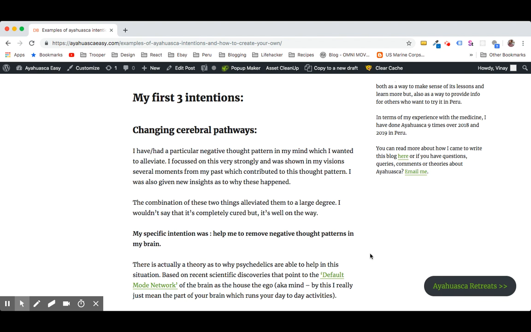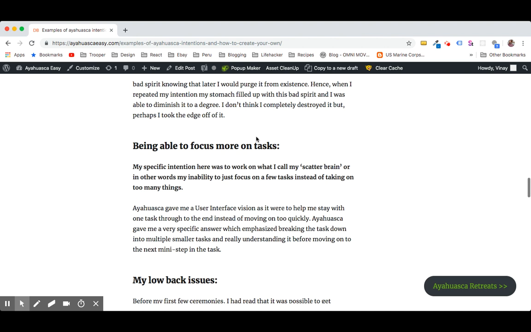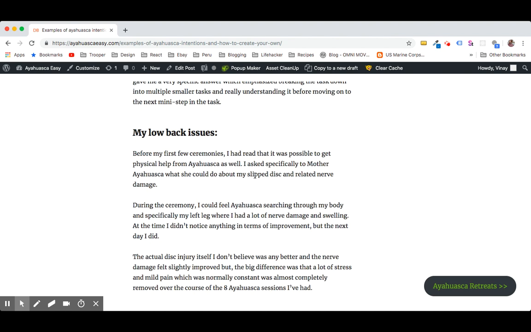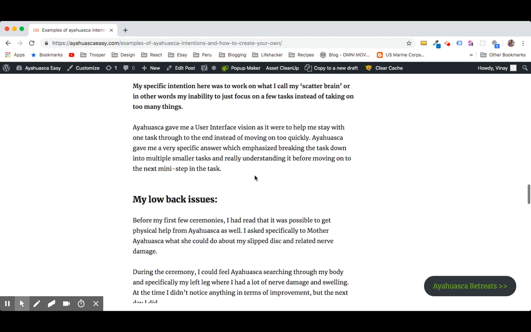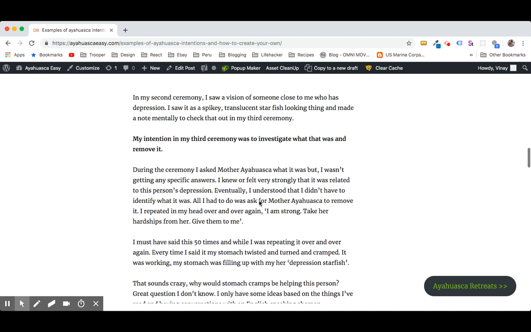The first one you can see here is changing cerebral pathways. The second one is investigating other people's problems and helping them. The third one is being able to focus more on tasks. And the fourth one is low back issues. That is my actual spine I'm talking about there.